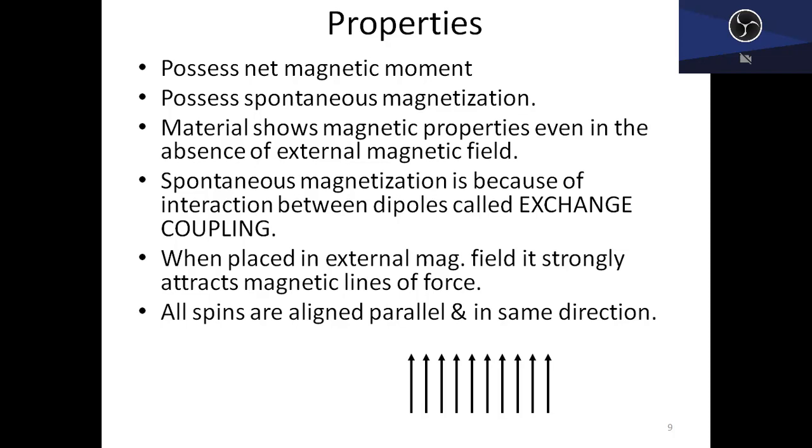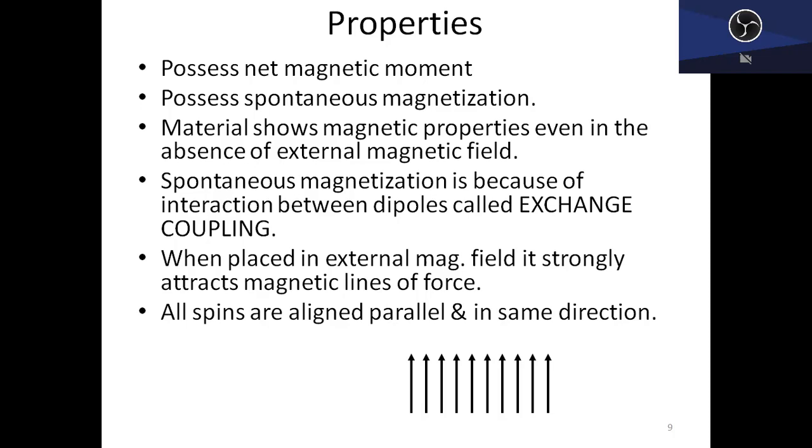Here, after getting magnetized, if I remove that magnetic field, the magnetization still exists. The materials exhibiting this property are known as ferromagnetic materials, and this property of magnetization in the absence of external magnetic field is called spontaneous magnetization. This spontaneous magnetization arises from the interaction between these dipoles, which is called exchange coupling. We will discuss the derivation of this exchange coupling, what it is all about mathematically.